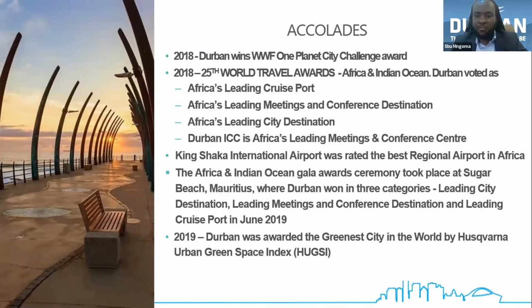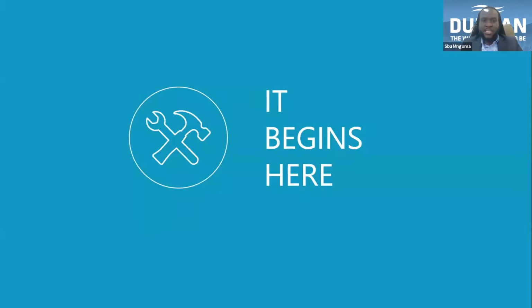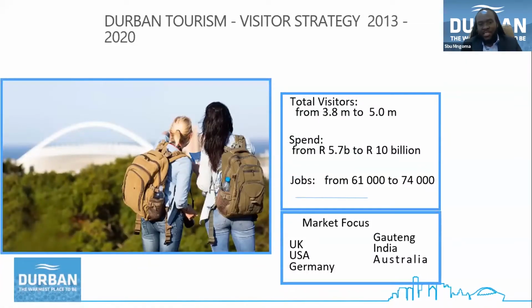Okay, so out of the efforts I was talking about earlier by Durban Tourism, we saw the destination reaping quite a number of accolades, starting from 2018, the most recent one being identified as the greenest city in the world. But let me quickly take you through to where exactly it all began. It began in 2012 when the city took stock of its performance as a tourist destination.